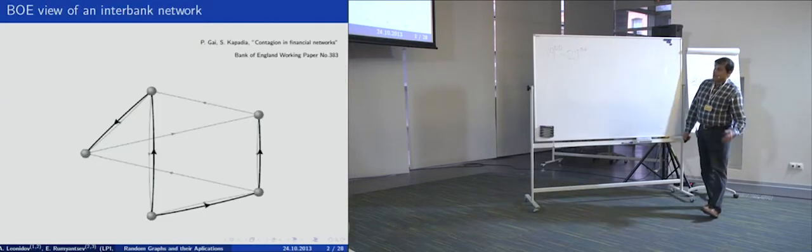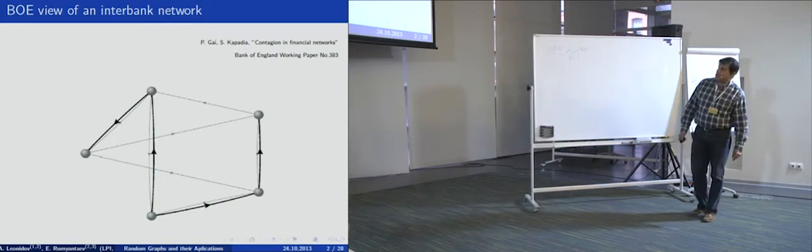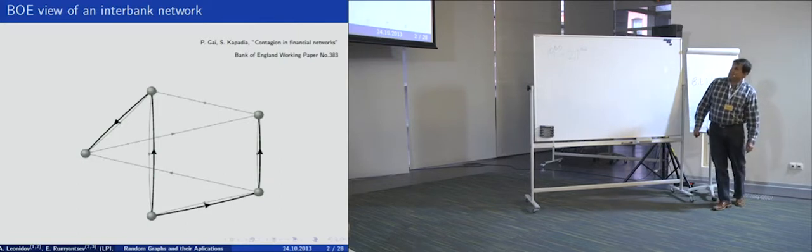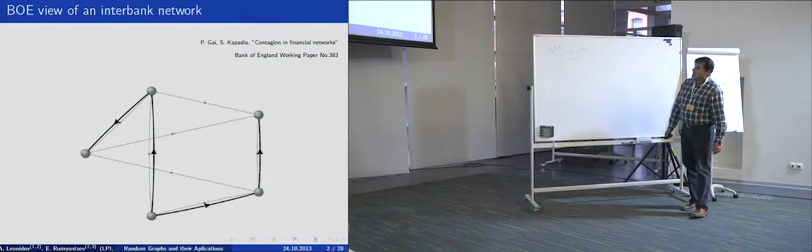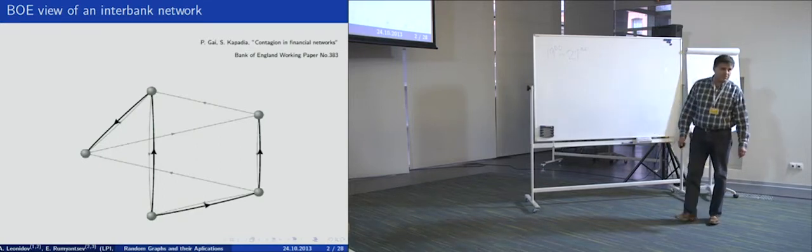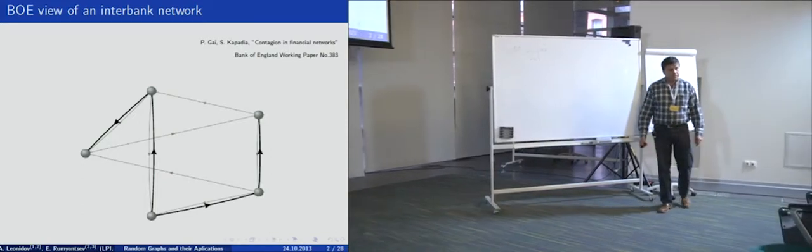And therefore, just to put what we have done in perspective, I will start with the Bank of England view on the interbank network. Probably that was the only picture they were allowed to show. So anyway, this is an oriented graph.